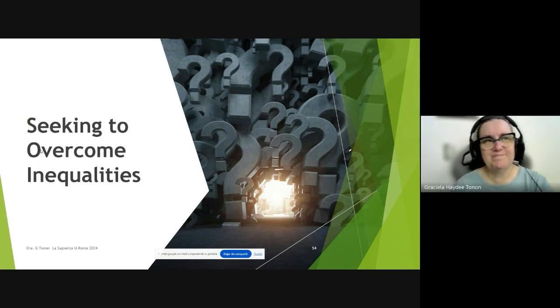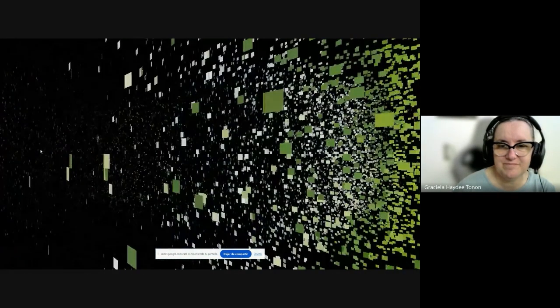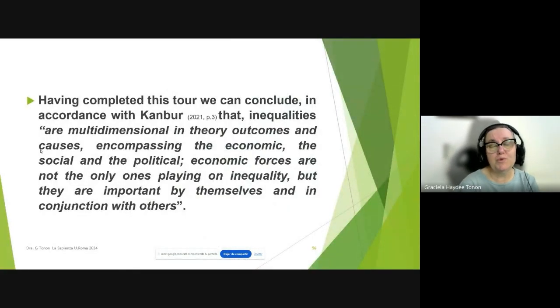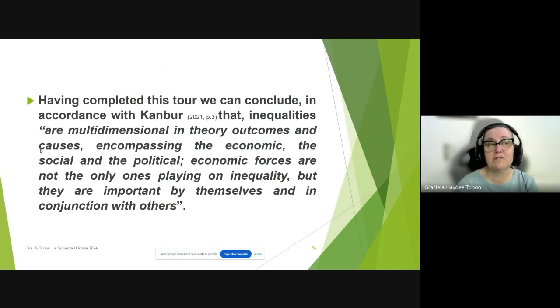So finally, our reflection about seeking to overcome inequalities. Quoting Cambur, in other words, the inequality studies research field has made contributions in conceptual and theoretical issues, on the one hand, and far-reaching investigation of empirical problems, on the other. Having completed this tour, we can conclude in accordance with Cambur that inequalities are multidimensional in theory, outcomes, and causes, encompassing the economic, the social, and the political. Economic forces are not the only ones playing on inequality, but they are important by themselves and in conjunction with others.